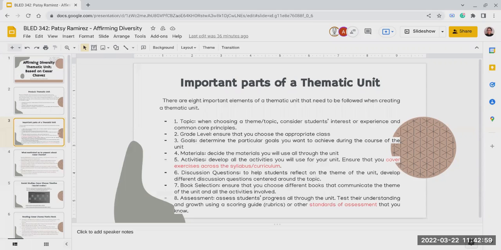Fifth would be activities. These would be developed throughout your lesson, and they will ensure that you cover exercises across the syllabus and curriculum. Sixth would be discussion questions that would help students reflect on the theme of the unit. Seventh would be book selection. It's always good to include reading, so you would ensure to add a book. And eighth would be assessment. As with every good lesson, you need to make sure to be able to properly assess students' learning.